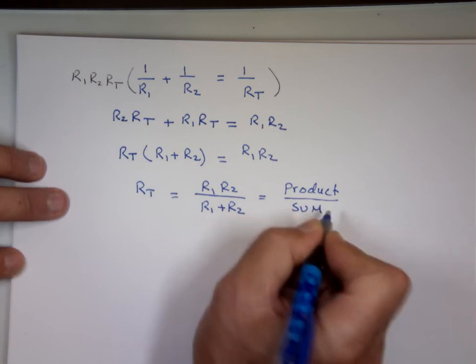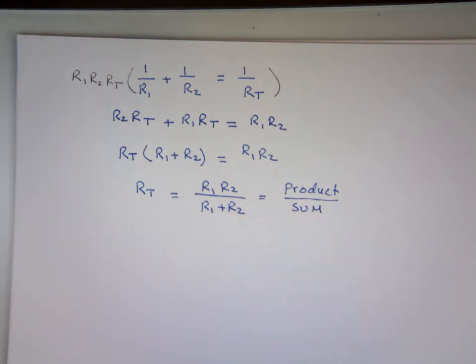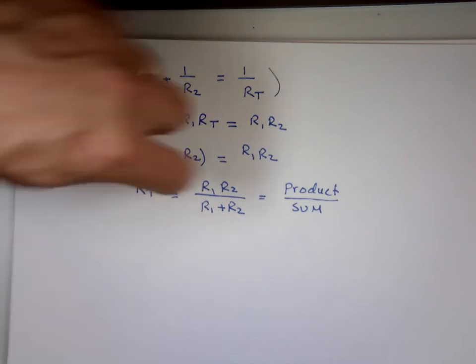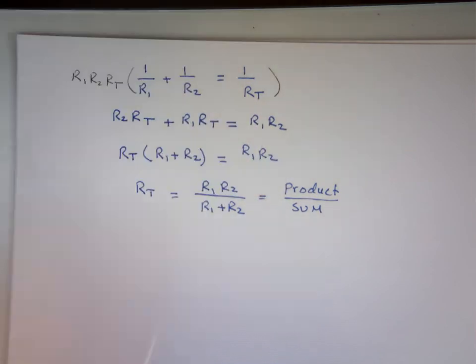Now, you can only do that when you have two resistors in parallel. If you get three, that does not work here. It's not going to be R1 R2 R sub 3 over the sum of them. It will not work. So what would you do if you have three of them?